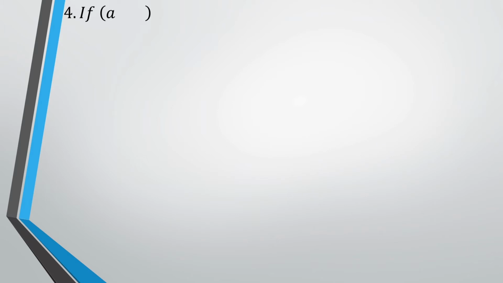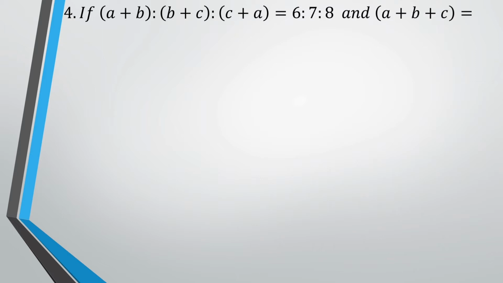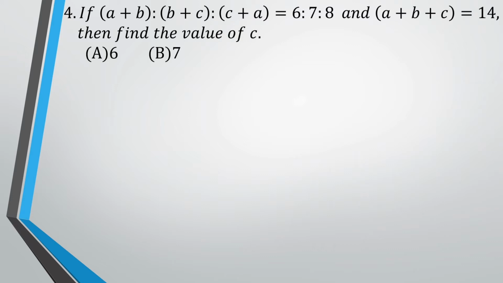Fourth one, if A plus B is to B plus C is to C plus A is equal to 6 is to 7 is to 8, and A plus B plus C is equal to 14, then find the value of C. Options: A 6, option B 7, option C 8 and option D 14. So let's see the solution.